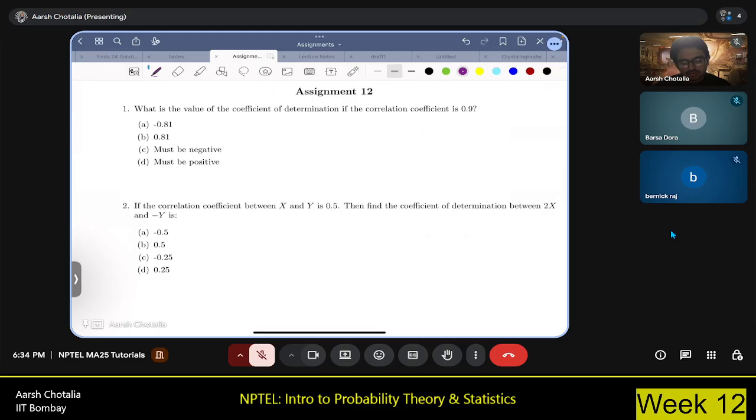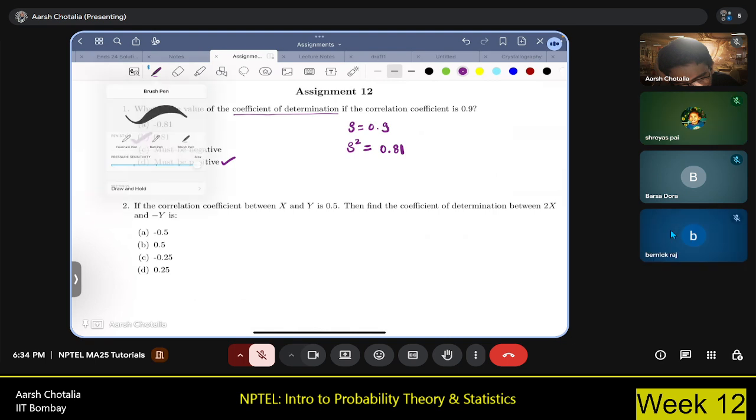So let's do it. The first one is: what is the value of the coefficient of determination if the correlation is 0.9? So rho is 0.9 and the coefficient of determination, this is just semantics, is the square of rho. So 0.9 squared is 0.81. So the answer is 0.81. Technically, this is also true. Sorry, this one must be positive, right? If it is 0.81. But yeah, this contains a more precise value.